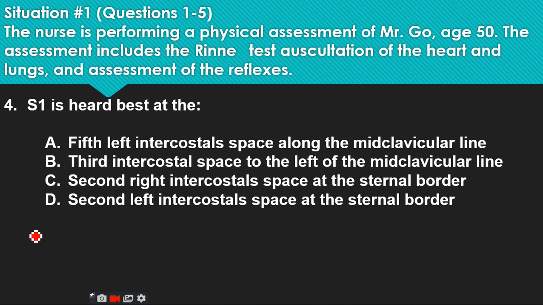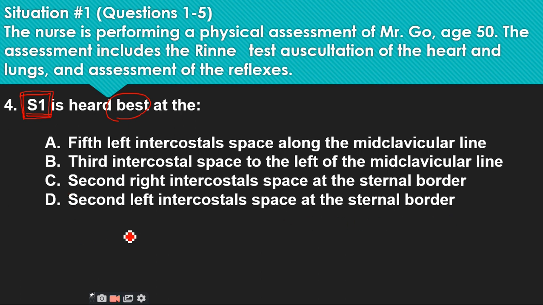Question number 4. S1 is heard best at the... Same question as number 3. S1, the sound of the heart, is heard best at A, fifth left intercostal space along the midclavicular line. B, third intercostal space to the left of the midclavicular line. C, second right intercostal space at the sternal border. Letter D, second left intercostal space at the sternal border.